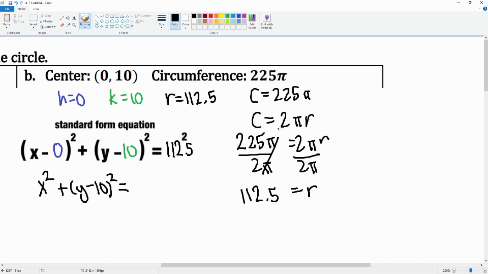Okay, so let me double check something. That is the circumference, right? 225. Yep, it's a very large number. So 112.5 squared is 12656.25. Okay, because that is the circumference, right? So, all right, there you go.